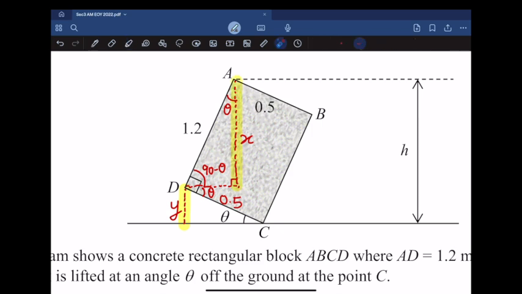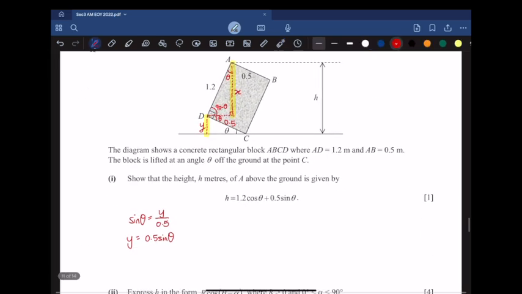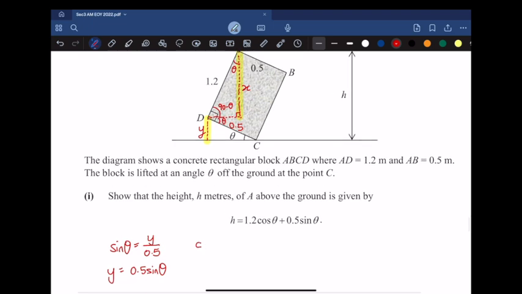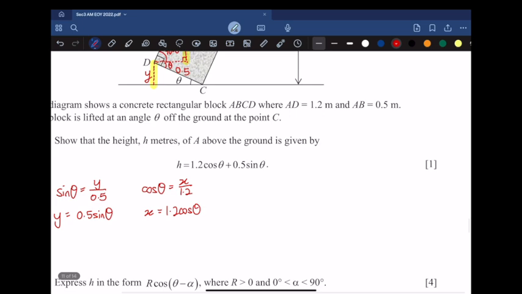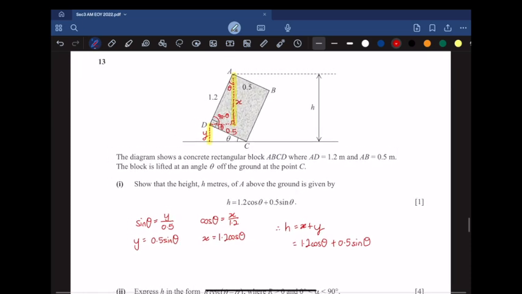I know this 1.2 value here, and if my theta is this angle here, it is my adjacent over hypotenuse in this right angle triangle. So I can form the equation cosine theta equals x over 1.2, which tells me that x equals 1.2 cosine theta. Since h is equal to x plus y, I will have h equals 1.2 cosine theta plus 0.5 sine theta. This is the solution for question 13 part 1.